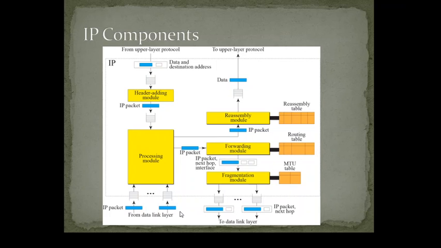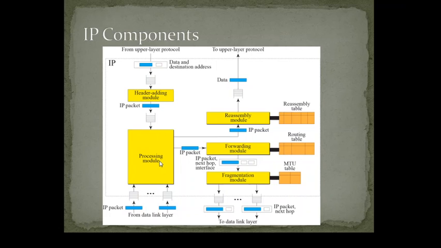Lastly, what we are going to see is all the components in the IP module, the software that you will build. In IP, you will start with the header adding module. You will get the data from the above layer, and then you will add the header. All these fields will be set accordingly, and the header will be added with the data. You will get the IP packet.